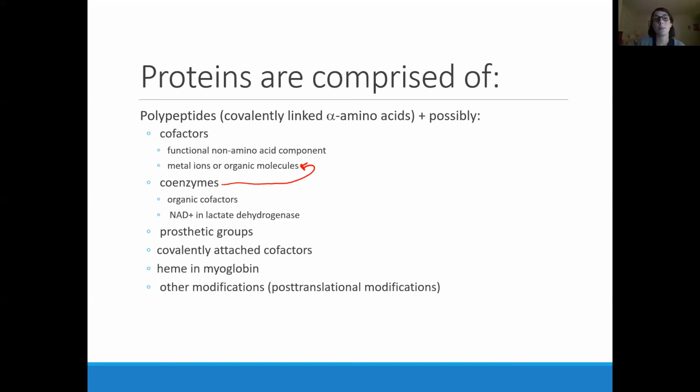There are other examples, prosthetic groups, things like heme, which is a large molecule, and other modifications that comprise proteins and alter their structure in a way that make them kind of a conglomeration of these polypeptides, these peptide chains, and other units.